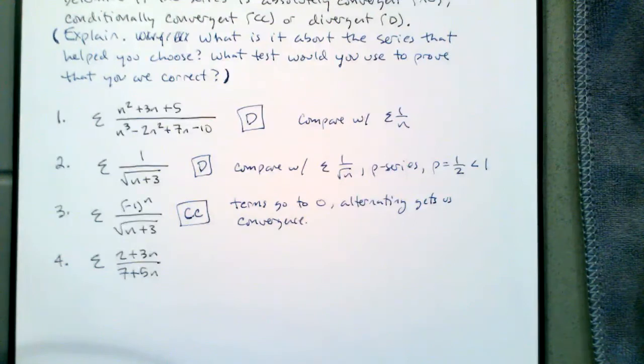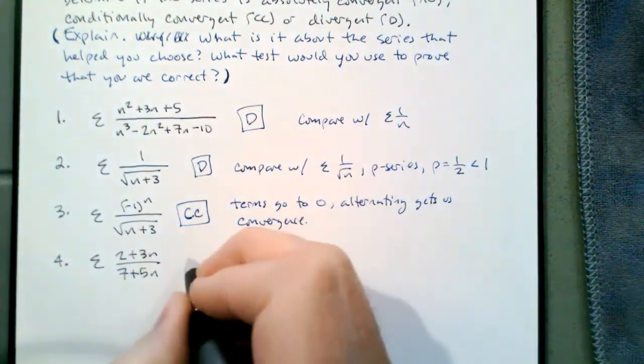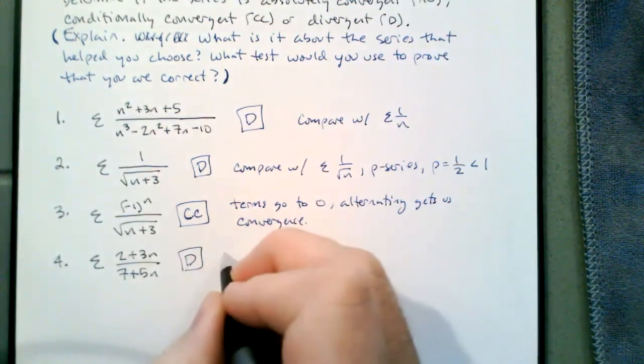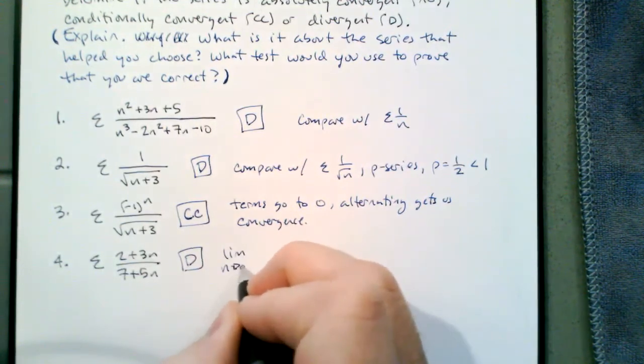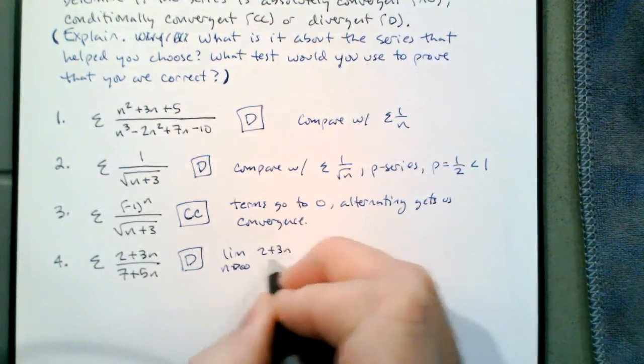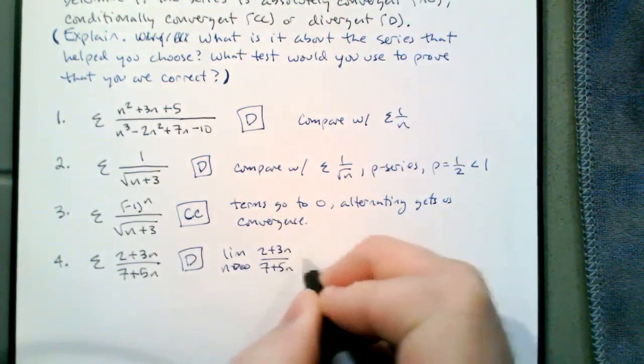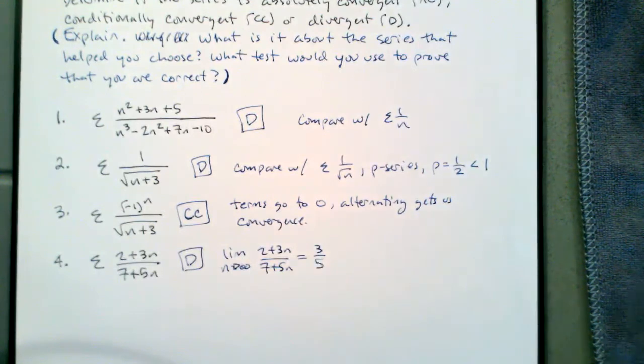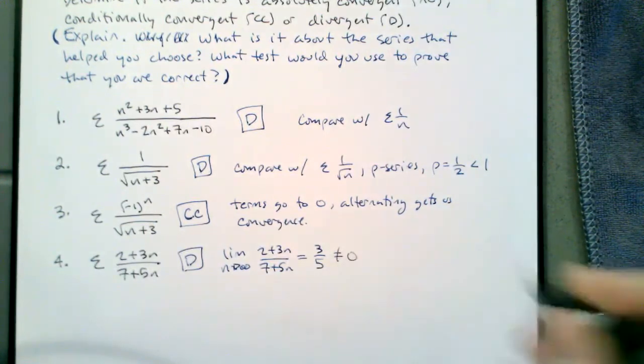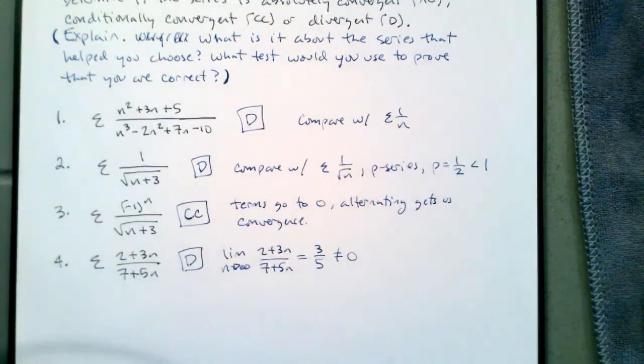In this case, we have a series that we've seen before, 2 plus 3n over 7 plus 5n. Here we can see the limit of terms is 3/5, so the series diverges. So this one's simple to take care of. Your Honor, I present this evidence. Limit of the terms is not zero, therefore the series diverges.